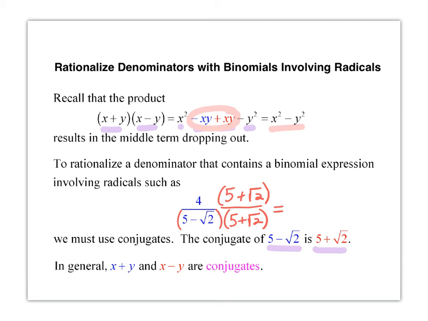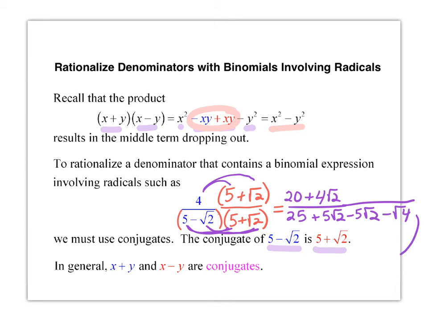When you multiply the numerator by 5 plus the square root of 2, you distribute: 5 times 4 being 20, plus 4 times the square root of 2, 4 square root of 2. In the denominator, you need to use first, outer, inner, last because you're multiplying a binomial times a binomial. The first is 5 times 5, which is 25. The outer is plus 5 square root of 2, the inner is minus 5 square root of 2, and the last is negative square root of 2 times square root of 2, which is negative square root of 4.